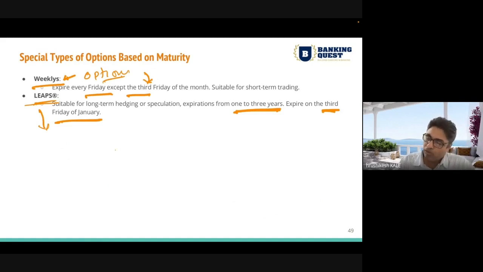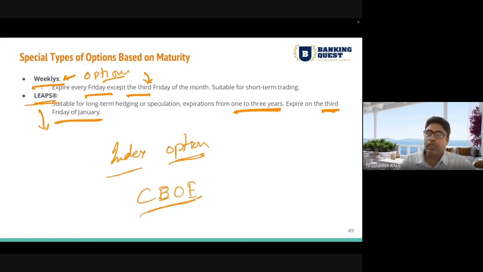This we are looking at from index options from the Chicago Board Options Exchange. In India, we started Thursday expiry. And then for Bank Nifty, we have another expiry. And then for IT Nifty, we have another expiry. So now we have expiry on every day for different indices so that people can trade.